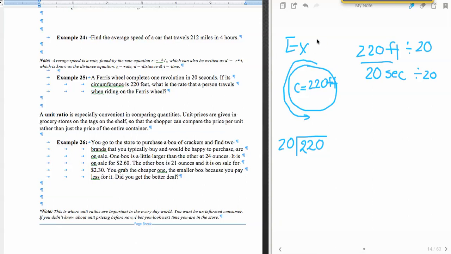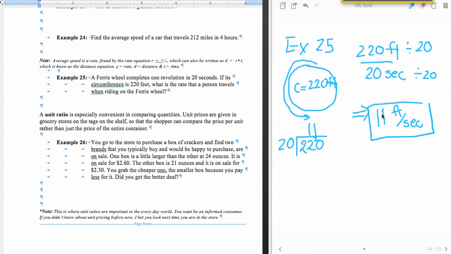So we were on example number 25 with our Ferris wheel here, and we had set up our problem 220 feet per 20 seconds, and we need to make a unit ratio out of that. So we're going to be dividing 220 by 20, so that will go in there one time with 2 left over, and again one time. And so what we're going to get is our unit ratio here looking like 11 feet per second. So we'll just write that as 11 feet per second. And again, you're seeing just a real number with the units on that. And that's what makes it a unit ratio.